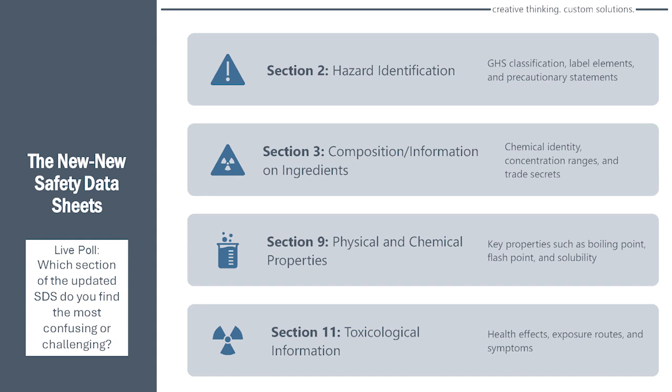So if you look at section 2, the changes there, that's where hazard identification is, and that's changed because the GHS classifications have been changed. Your label elements, your precautionary statements have been updated. Your section 3 composition information on ingredients, that has changed in that they've now got those bands for the concentrations on trade secret chemicals. Chemical properties, they have changed a little bit of the testing on this. Key properties such as boiling point, flash point, solubility.